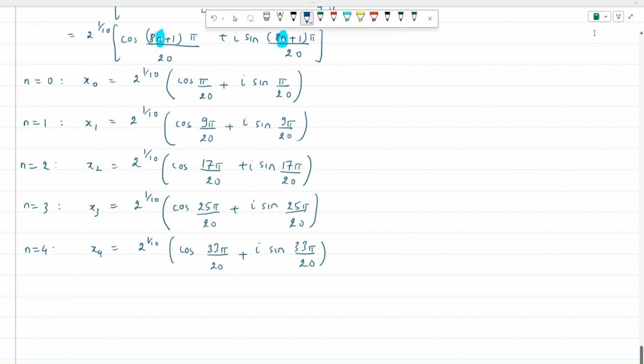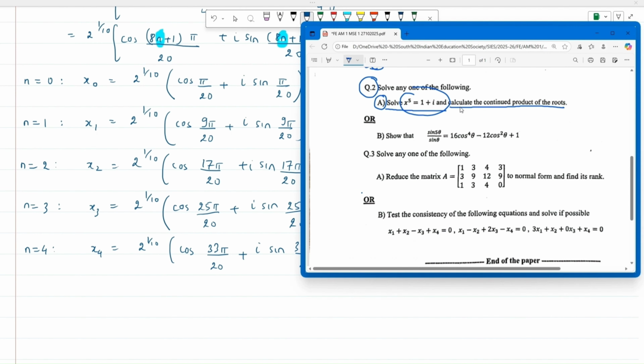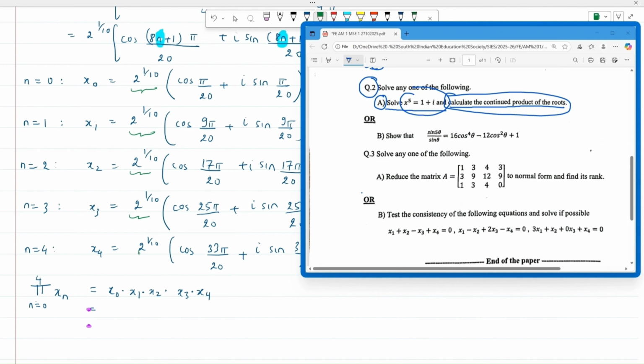And further, if you have a glance at the question, they have also asked us to calculate the continued product of the roots. The continued product of the roots is denoted by capital Pi of xn, where n ranges from 0 up to 4. Capital Pi denotes the product, like we have sigma denoting the additions. So this is going to be x0 times x1 times x2 times x3 times x4. Now if you look at the r value, the r value is constant across all 5 roots.